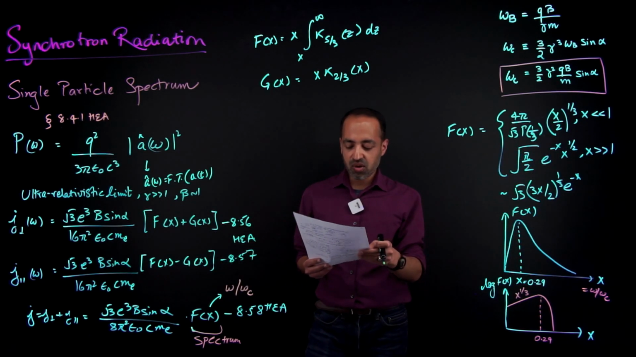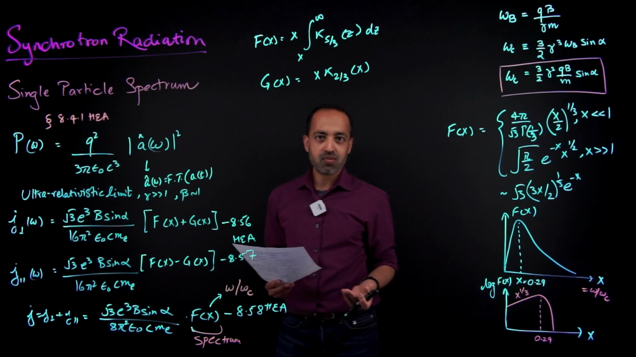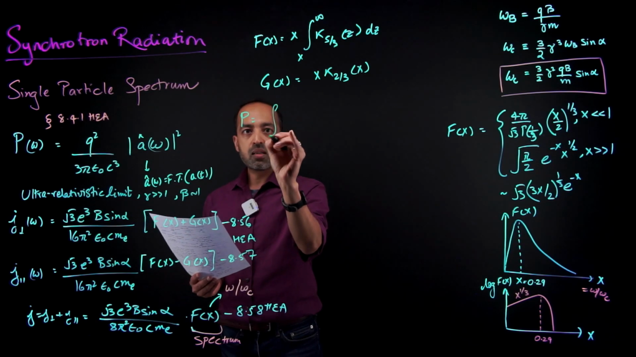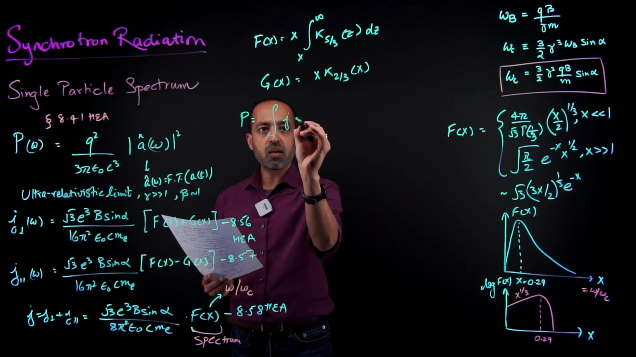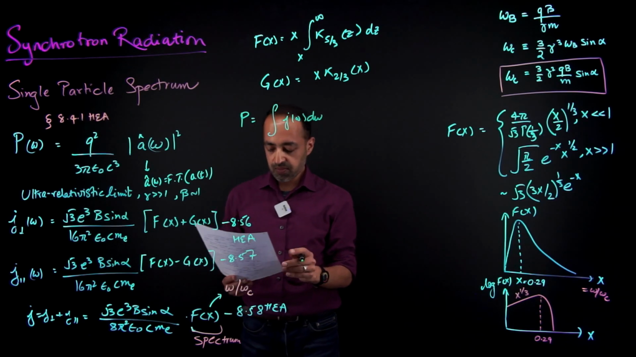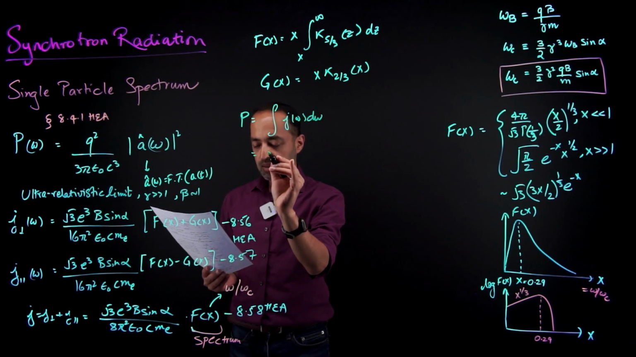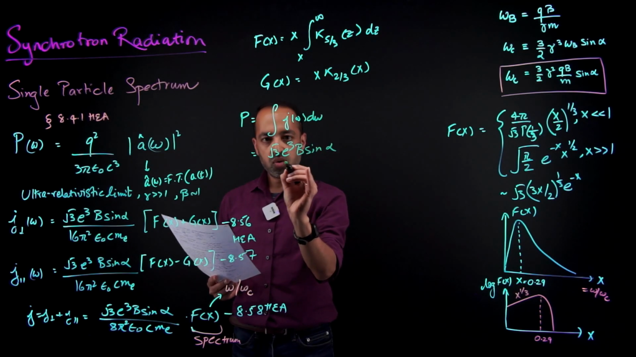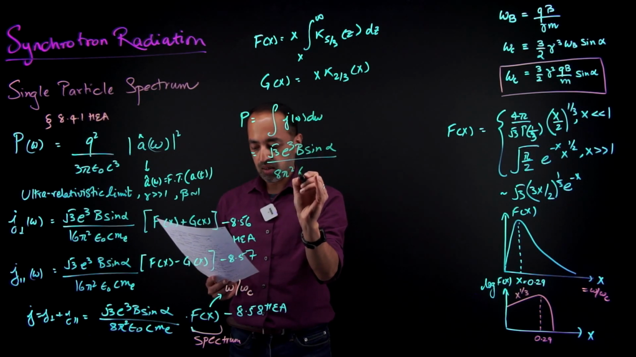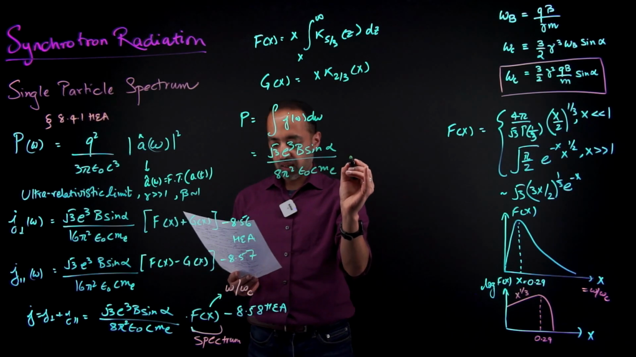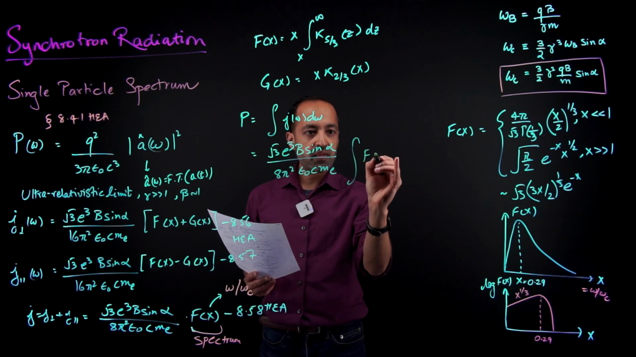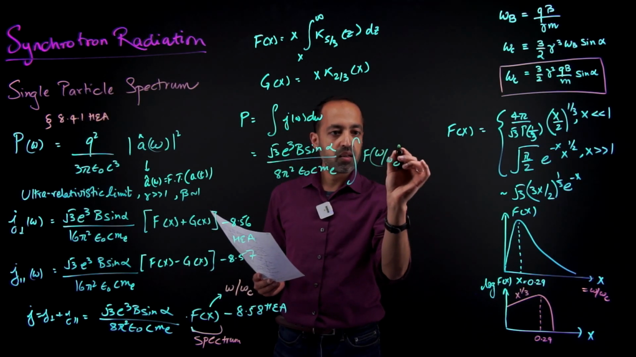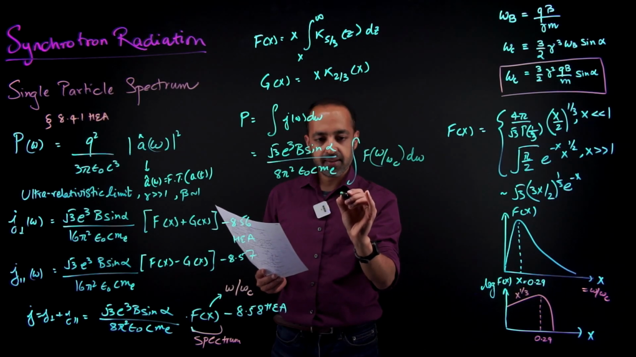We can integrate it over all frequencies, and we'd better get the total power that's radiated, right, which we already calculated. So we can verify this by writing the total power as the integral of this j of omega integrated over all frequencies. And that looks like this. So it's root 3 e cubed B sine alpha over 8 pi squared epsilon naught c m e times the integral of f of x dx. So it's f of omega over omega c, d omega, over all frequencies.